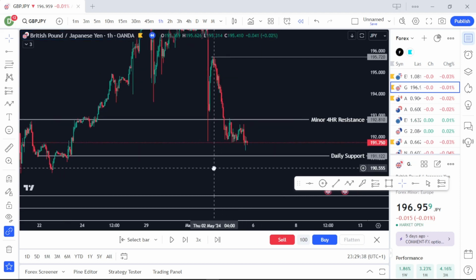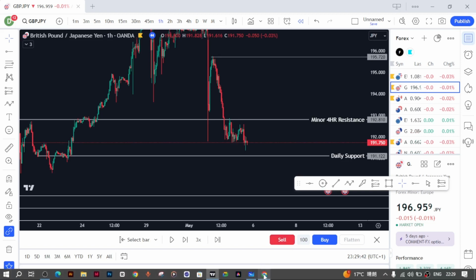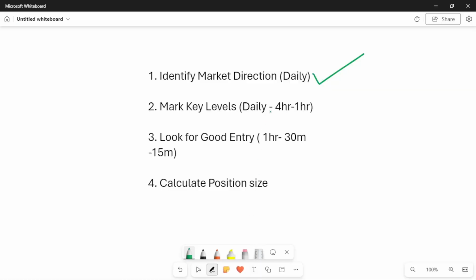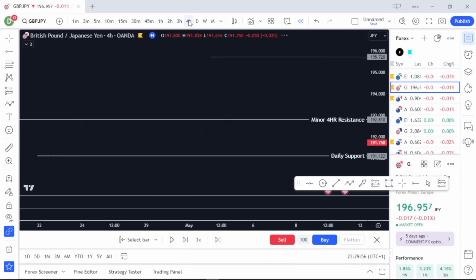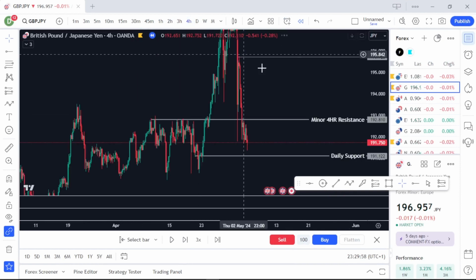So with that, now we know that we are more interested in a buy, and now it's time for us to look for our entry opportunity. Now when it comes to looking for entry, we are done with identifying the daily time frame. We've also marked our key levels. So in case you don't understand the key levels we marked, let me give you a little recap. Coming over to the 4-hour time frame, we marked what?